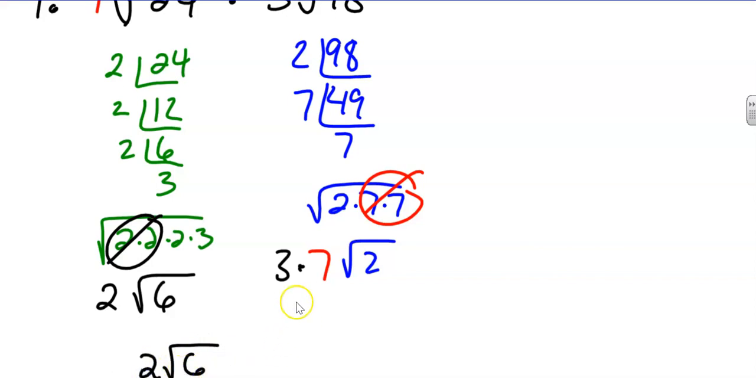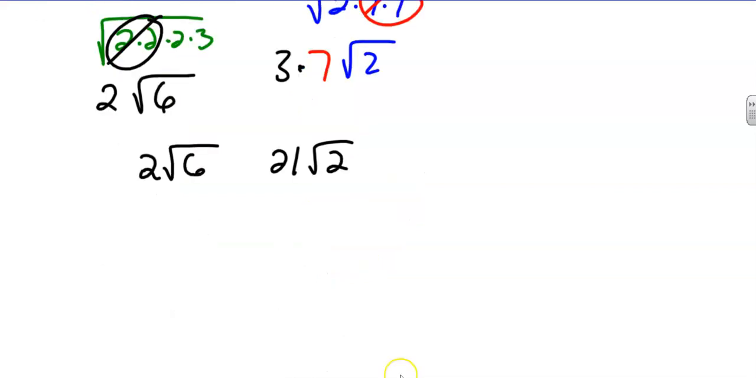You've got 2 square root of 6 times 3 times 7 is 21 square root of 2. So now you finally got those numbers broken down as much as you can, which makes the multiplying a lot easier. Now it's 2 times 21 on the outside for 42. On the inside it's 6 times 2, which is 12.